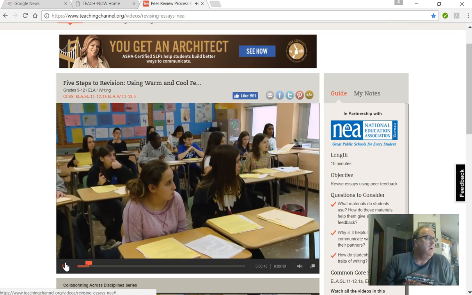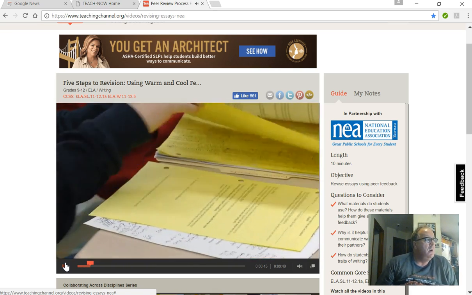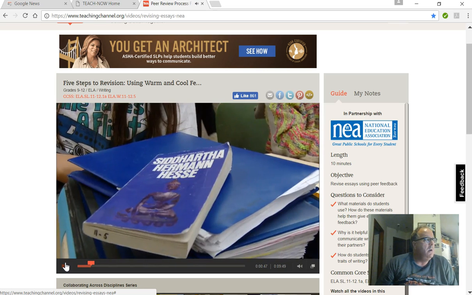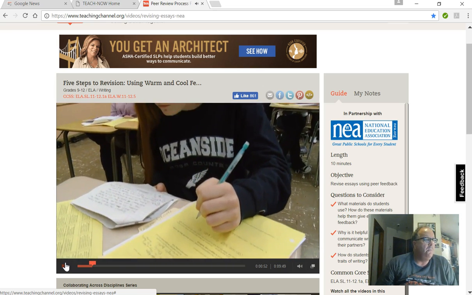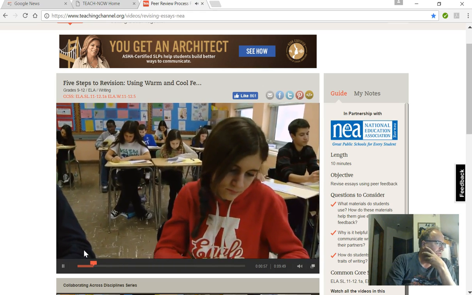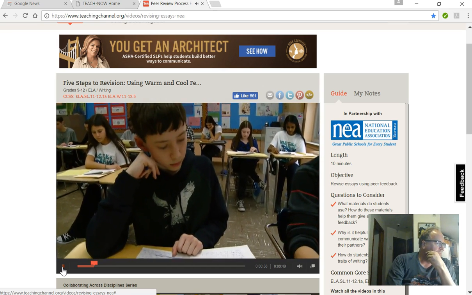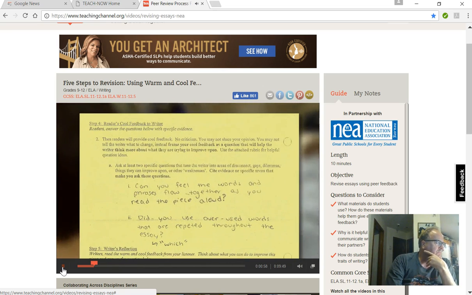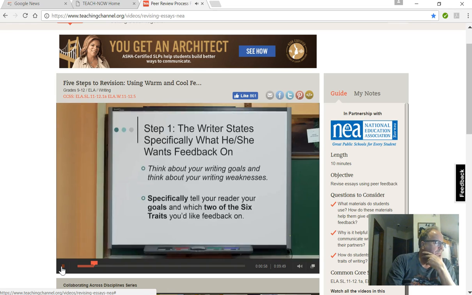You have your Siddhartha essays already on your desk, and you have the yellow warm and cool feedback sheet. Before this lesson, students completed reading Hermann Hesse's novel Siddhartha. Now they're writing an explanatory essay analyzing Siddhartha and his identity as they are shaped by his values and beliefs. Students have a few things in front of them. They have their essay for Siddhartha in front of them that they have already written. They have the warm and cool feedback sheet that says explicitly, step by step, what they need to be doing. And they also have the 6 traits of effective writing rubric in front of them.